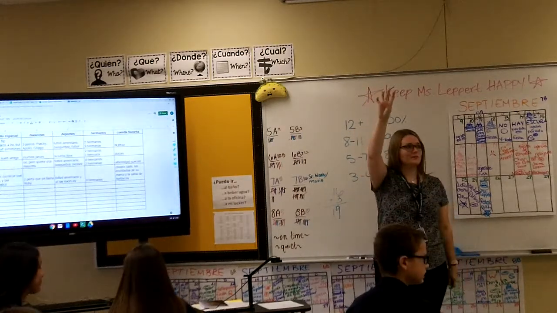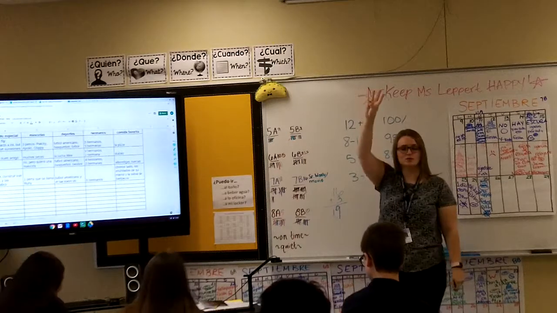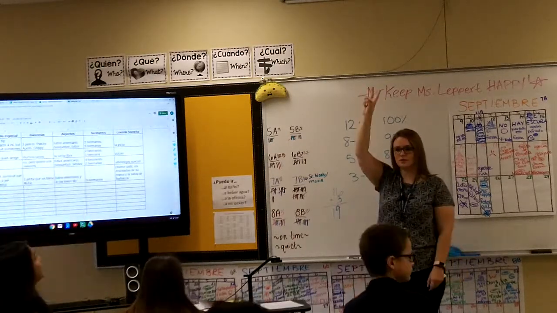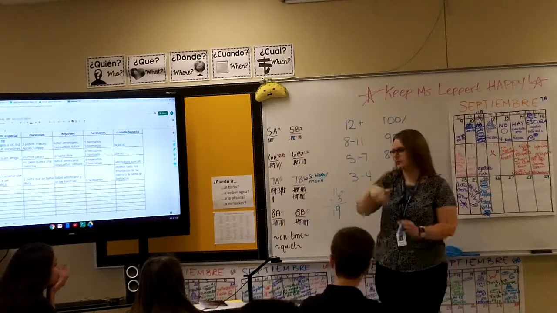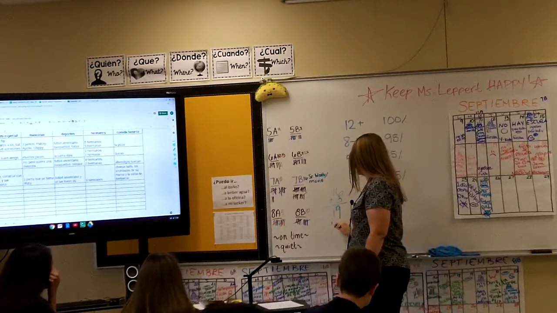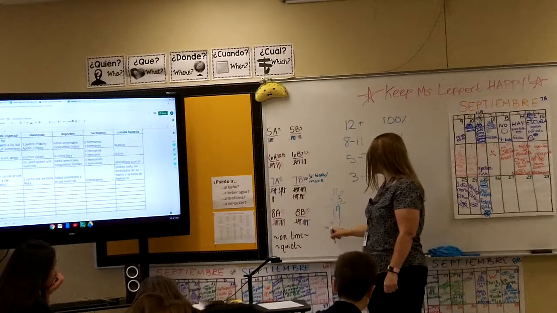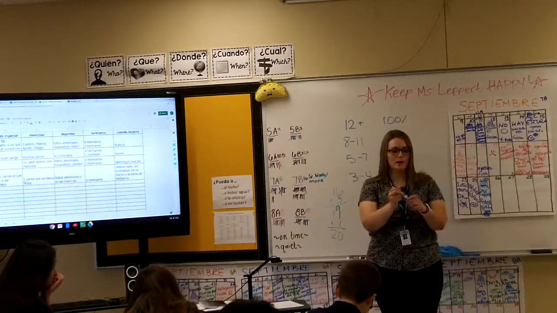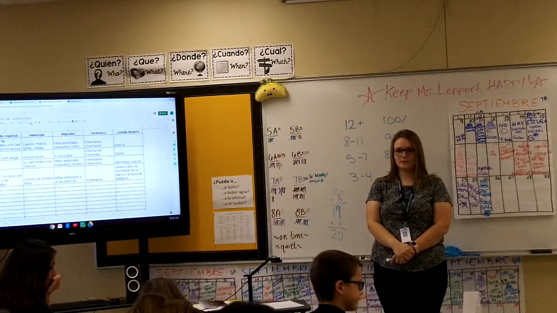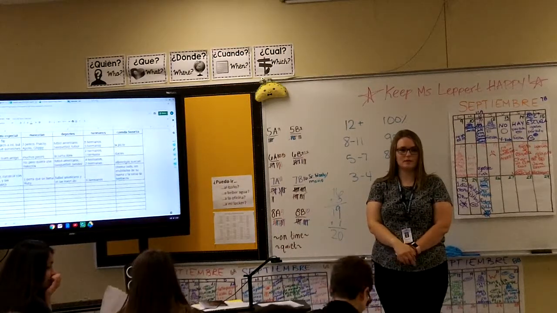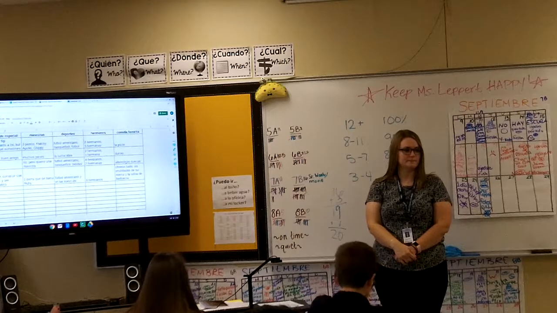Cinco, cuatro, tres, dos, uno. Un punto. 20. 2 minutos más para actividades. All right, partner A, back to you. So make sure you were marking your points for your partner. Check in to make sure that you're in agreement, and then we're moving on.